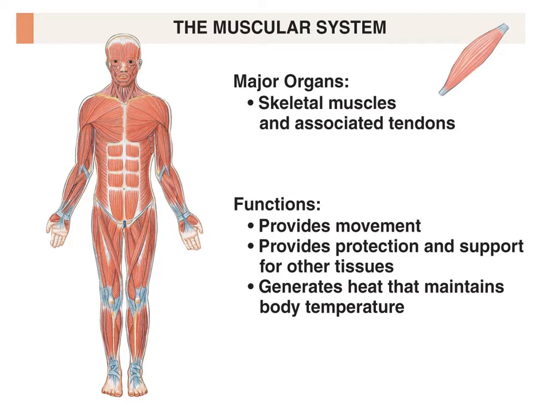Our muscle provides movement, so it moves our bones, so allows us to move in space, provides protection and support for other tissues, and generates heat to maintain body temperature. That heat generation is done through shivering.